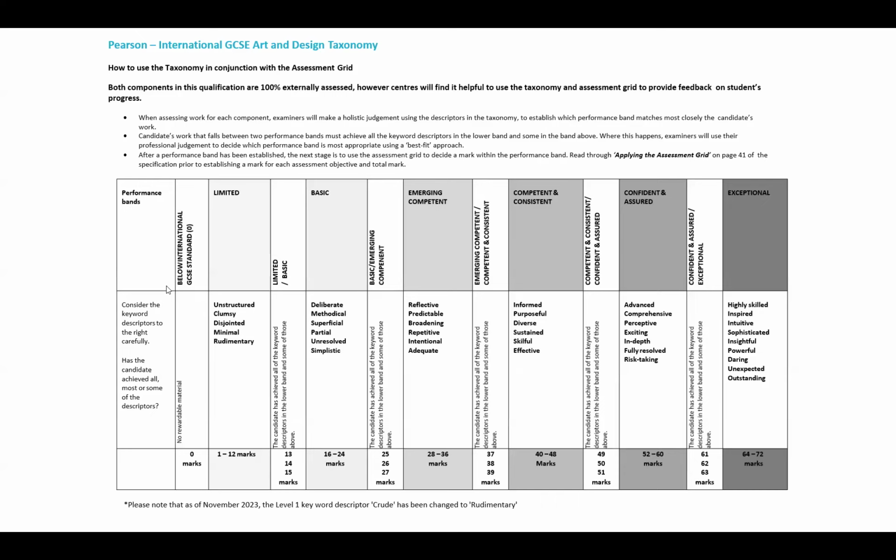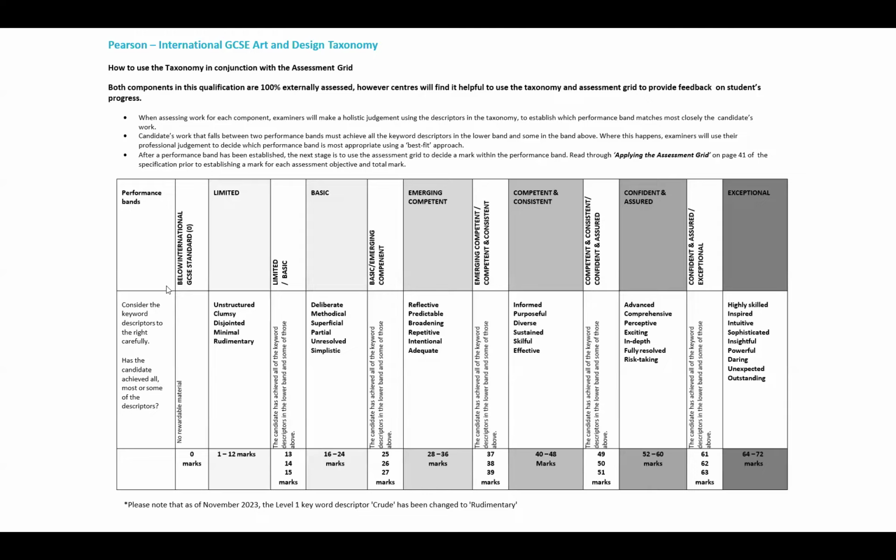So, for example, they might look at a candidate's work and think, is this informed? Yes. Is it purposeful? Yes. Is it diverse? Yes. Is it sustained? Yes. Is it skillful? Yes. Is it effective? Yes. The examiner would then go and look at the descriptors in Mark Band 5 and see if any of those apply to the student's work.